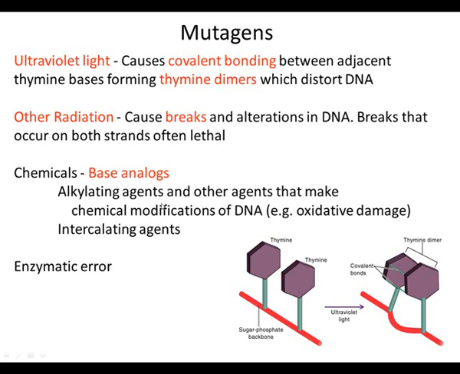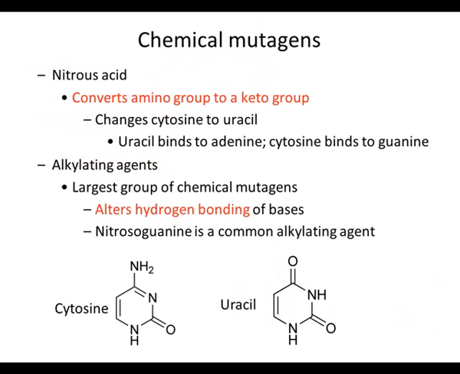So there can be all these chemical modifications, and then there's certain chemicals that are hydrophobic planar molecules that can insert between, like, two thymines and sort of push them apart and make the DNA look a little bigger than it is. And then lastly, you have enzymatic error. So the DNA polymerase is a pretty great enzyme. It copies DNA. It makes a mistake 1 in about 10,000 times, which is pretty low, but it does make mistakes. So let's look at some of these mutagens.